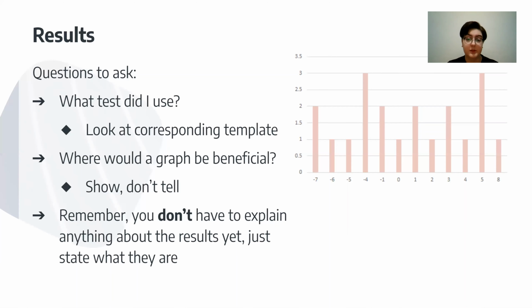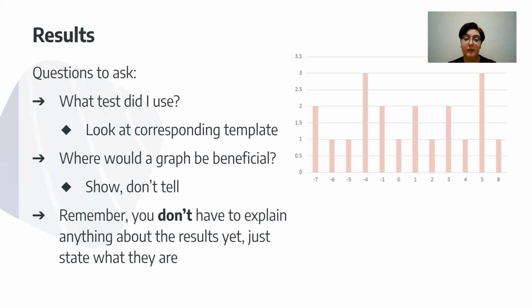And then next is the results section. So this you can also pretty much do straight away after you run the tests, because you don't really have to think about what anything means. You're just reporting the numbers. So the questions to ask: what test did I use? Then go and look at the corresponding template that your professor has given you, because that'll tell you basically exactly what numbers you should put in where, and that's pretty much all you have to do for this section.